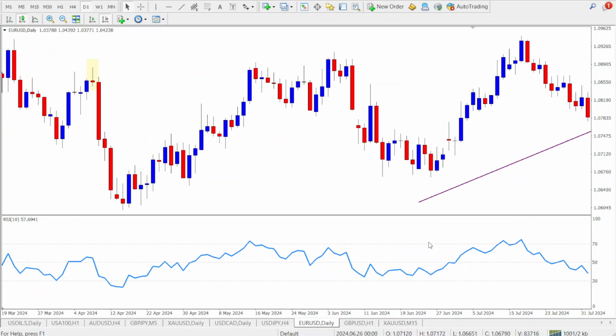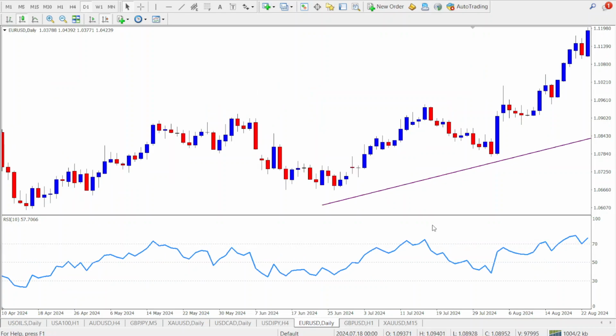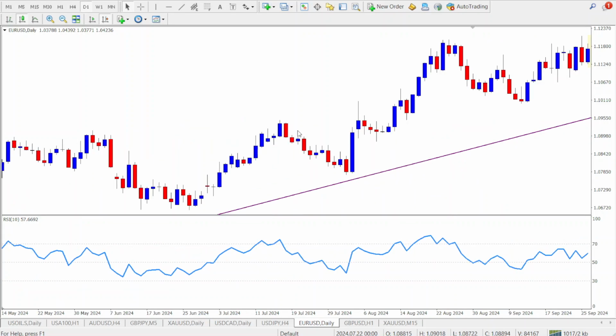Now, these patterns, the engulfing, the doji, and the pin bar, they work even better when combined with support and resistance or divergence. All right. So it's important to use them alongside each other.